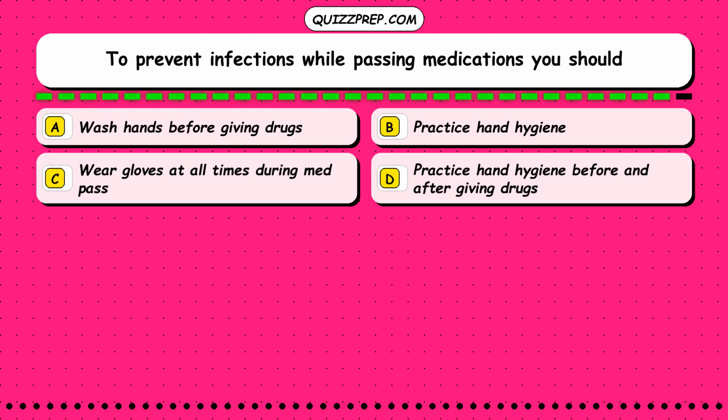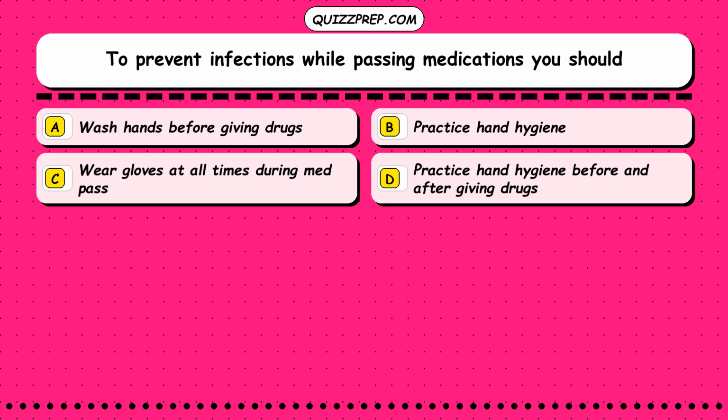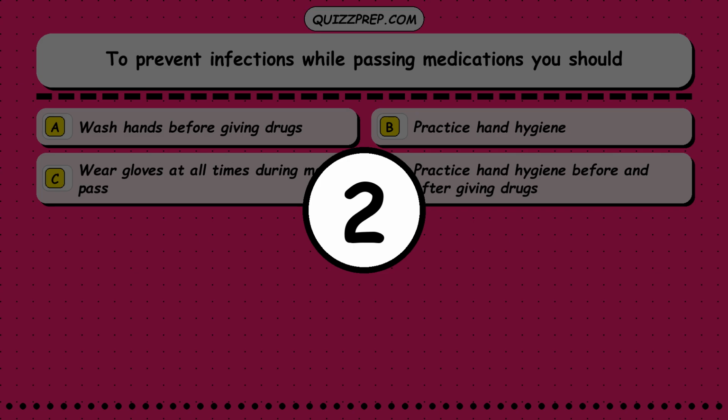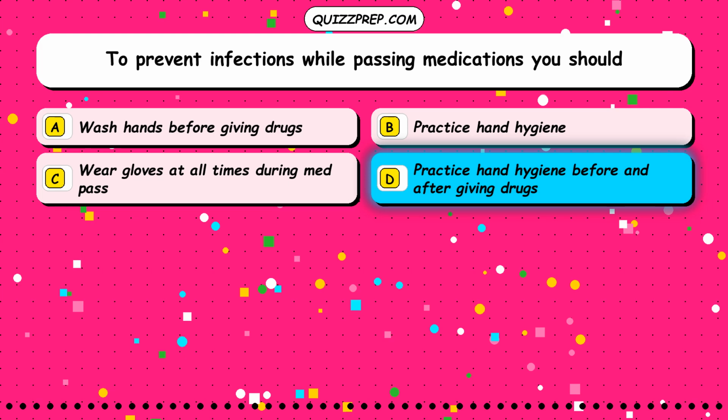Question 224. To prevent infections while passing medications you should: Option A. Wash hands before giving drugs. Option B. Practice hand hygiene. Option C. Wear gloves at all times during med pass. Option D. Practice hand hygiene before and after giving drugs. The correct answer is option D. Practice hand hygiene before and after giving drugs.